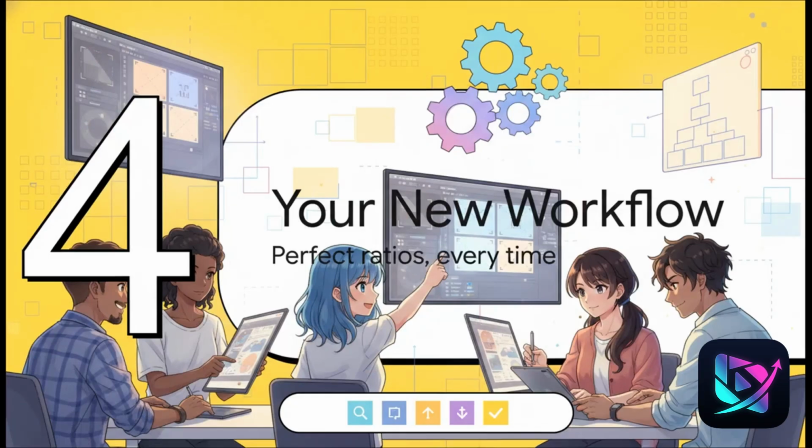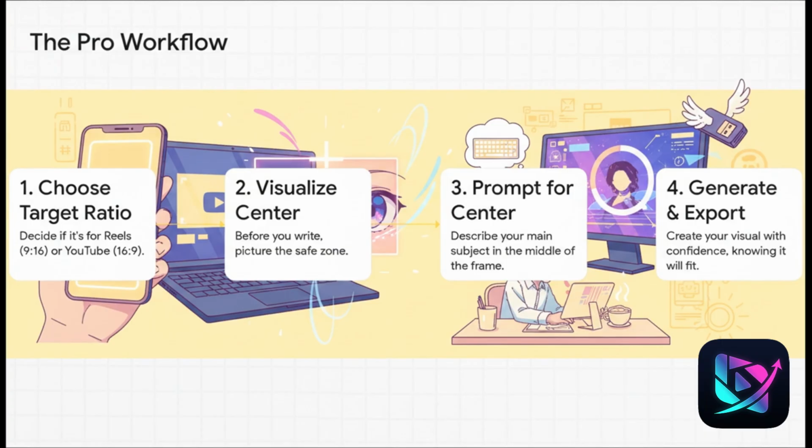Okay, so that's the theory. How do we turn this into a practical, repeatable workflow that you can use on every single project from now on? Your new pro workflow is this simple. First, decide on your primary platform. Is this for YouTube or for TikTok? Second, before you write a single word of your prompt, visualize that central safe zone. Third, actually write your prompt to put the main subject right there in the middle of the frame. And finally, you can generate and export with total confidence because you designed it to fit from the very beginning.